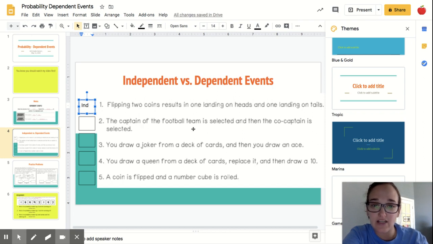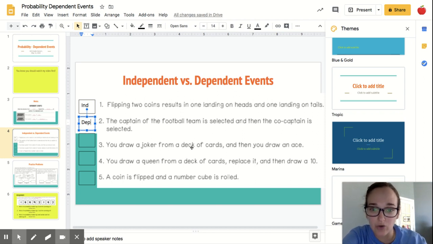Okay. The captain of the football team is selected, and then the co-captain is selected. Think about a football team lined up, and they pick out the captain, and then they're going to pick out the co-captain. Is that second one going to be impacted by the first decision? Yes, because let's just say in my family, if I pick out Logan first, who's left? I only have my husband or my daughter. So that second one depends on the first event, depends on who I pick out for the first one.